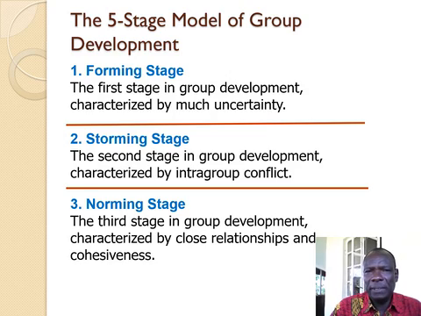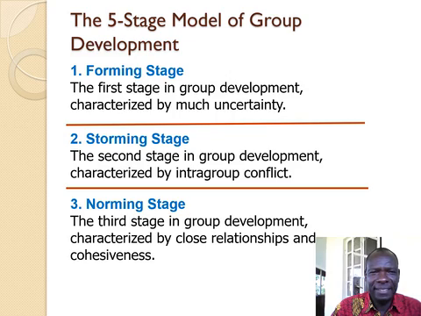So groups, just like any human being or any animal, go through stages of development. There is a birth stage, and so on and so on, until you reach your end stage. The birth stage is called the forming stage. It is a stage in group development characterized by much uncertainty. You don't know where you're going. You don't know how you will develop. You don't know how to start.